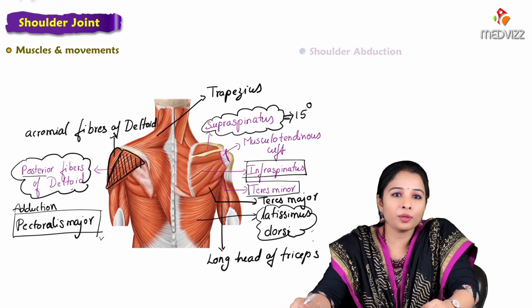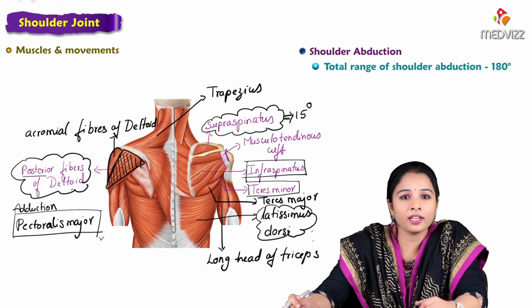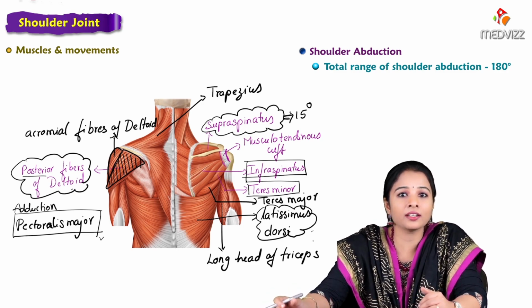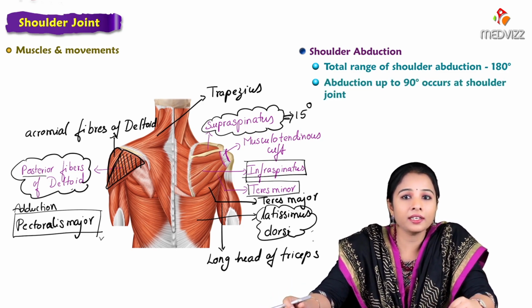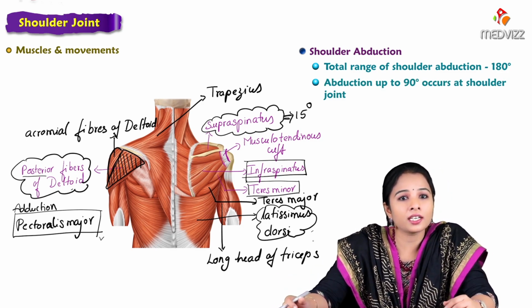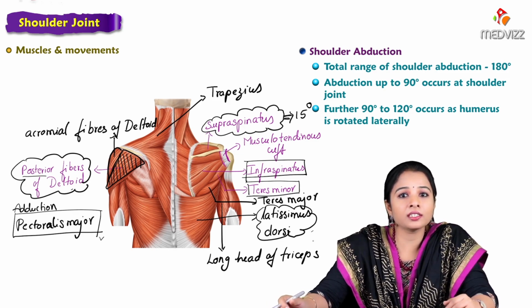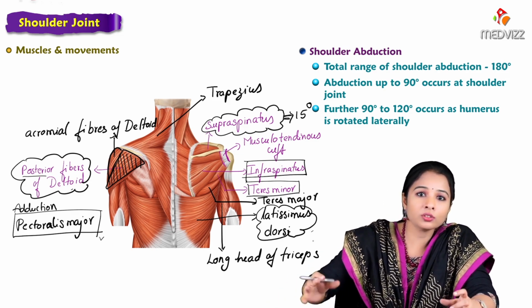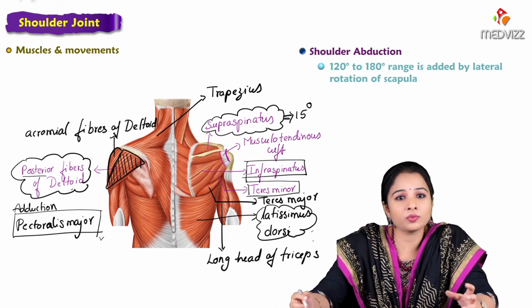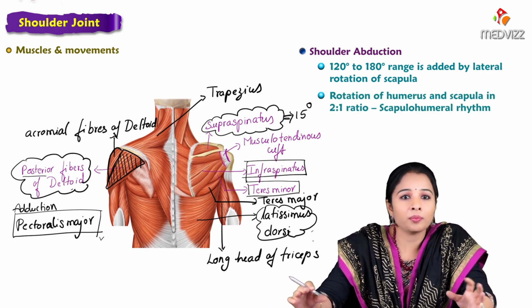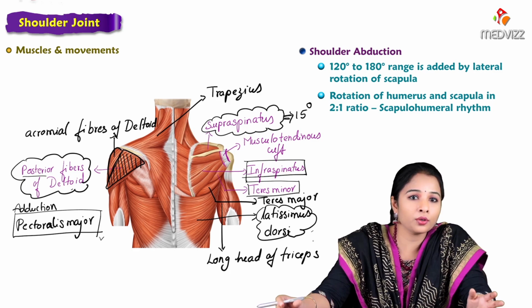Next, we will talk a little more about shoulder abduction. The total range of shoulder abduction is 180 degrees. That is a very wide range of movement, right? And abduction up to 90 degrees, that is the initial 90 degrees, occurs at the shoulder joint level itself. Further 90 to 120, it occurs as the humerus is rotated laterally. That is, the scapula also starts rotating laterally. That is the 120 to 180 range. It is added by the lateral rotation of the scapula. So this lateral rotation of the scapula along with the humerus is called the scapulohumeral rhythm.